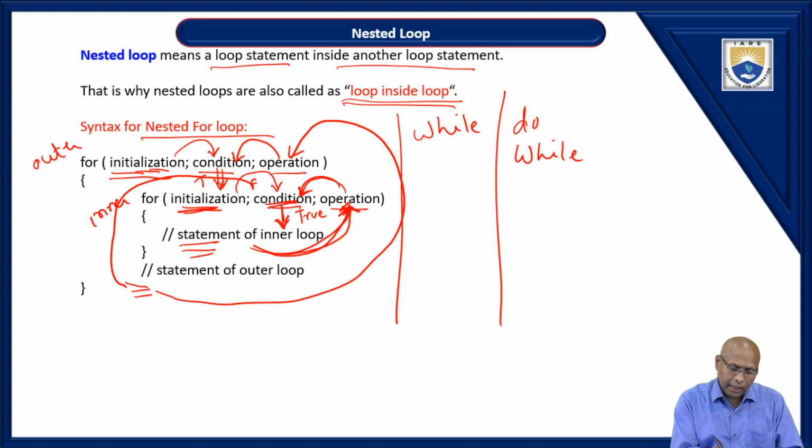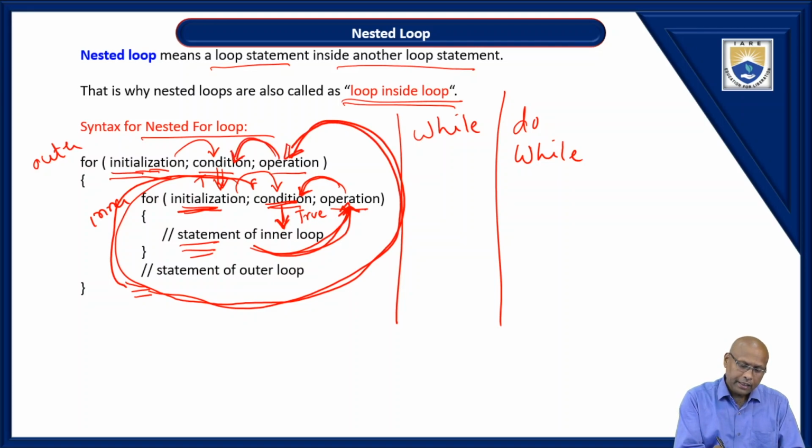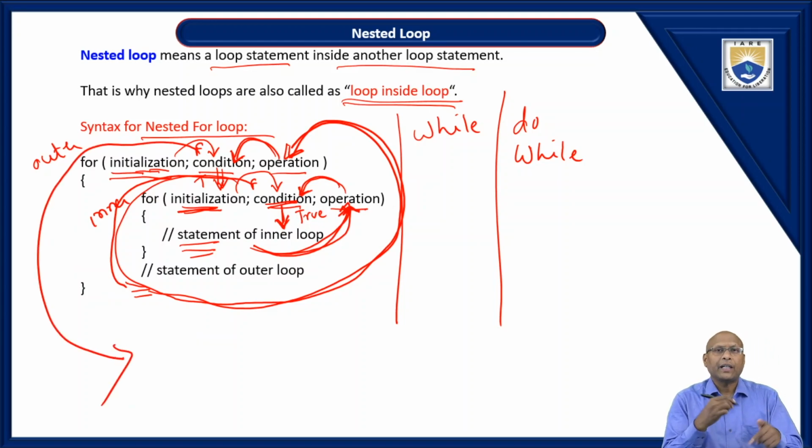Once it is false, again come out, do the statement, then go to the operational part. After doing operation, again check the condition. If it is true, again go inside, again repeat the same process. If it is false, then the control will come out from the outer for loop. So this is the way the nested loop works.